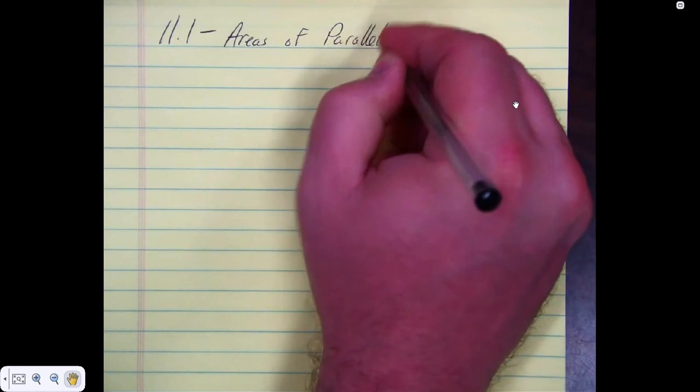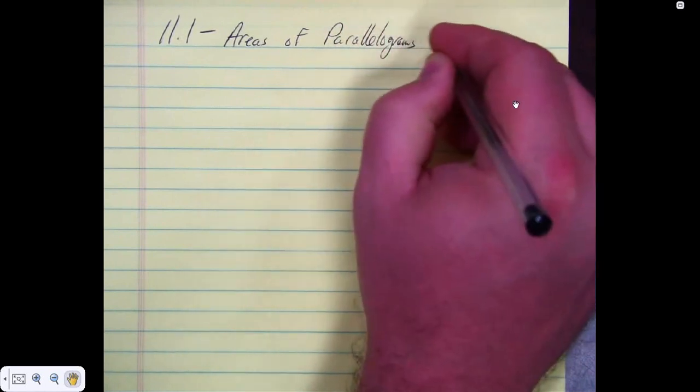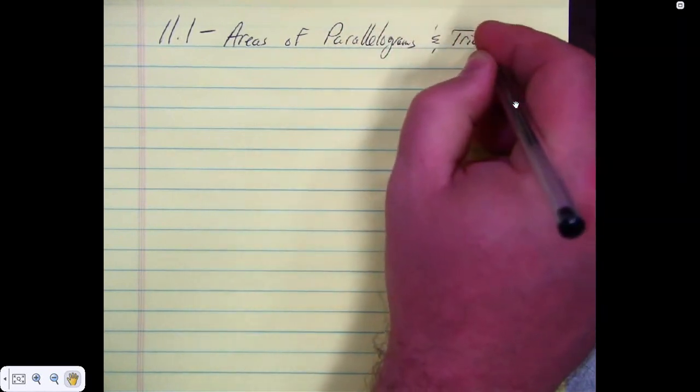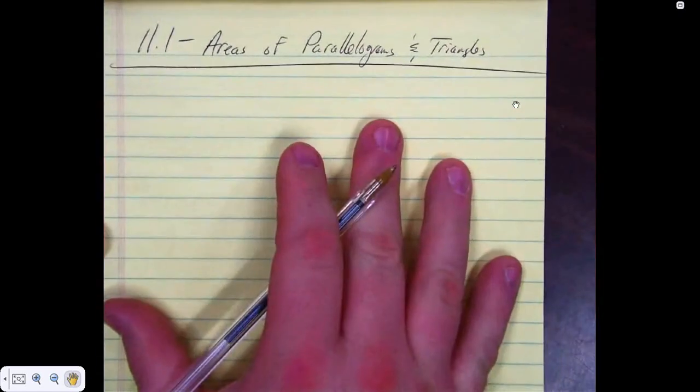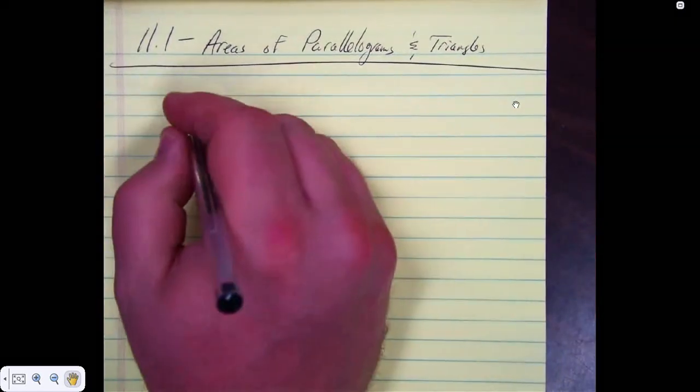Okay, section 11.1. As easy as this may sound, it's something you've done before. Areas of parallelograms and triangles. If the right information you need is given to you, it doesn't get much easier than this.